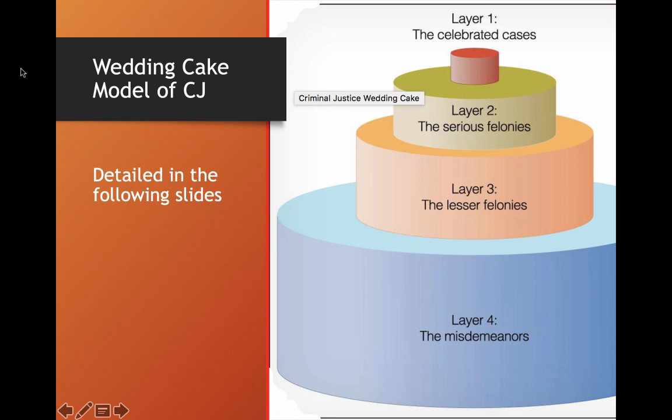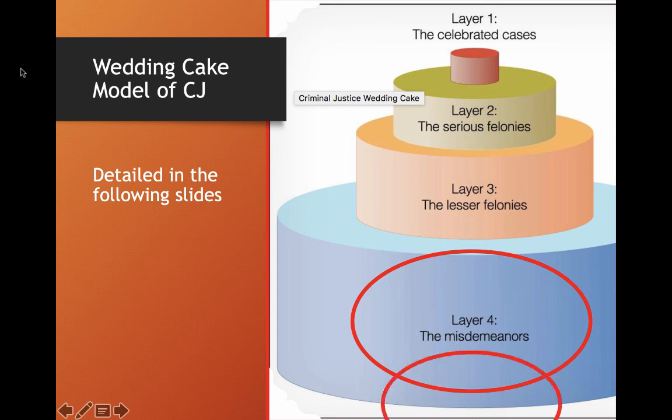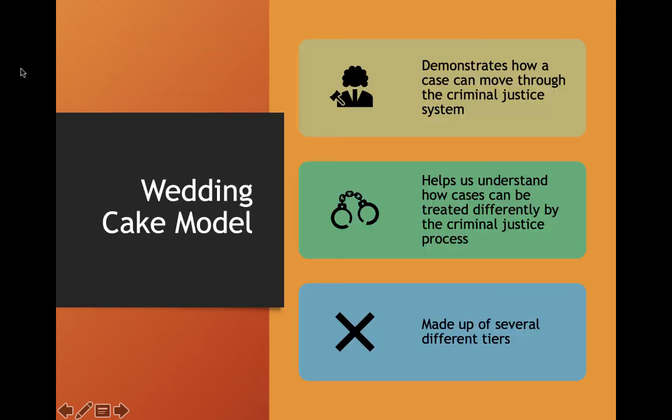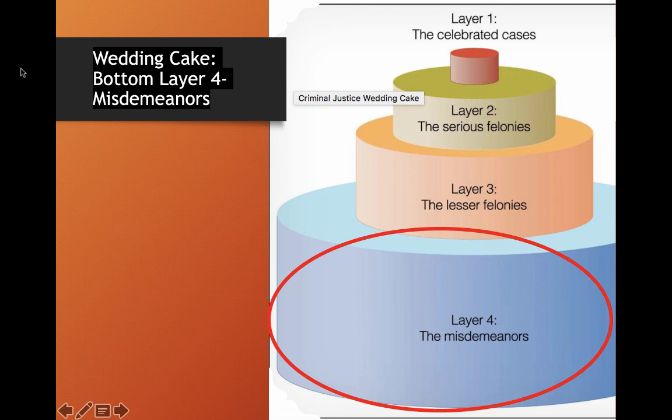All right, now we're going to talk about the wedding cake model of the criminal justice system. There are 4 layers we're going to be talking about. The wedding cake model is really cool because it demonstrates how cases move through the criminal justice system. It helps us understand how cases can be treated differently by the criminal justice process, and it's made up of 4 different layers. So let's talk about the bottom layer.